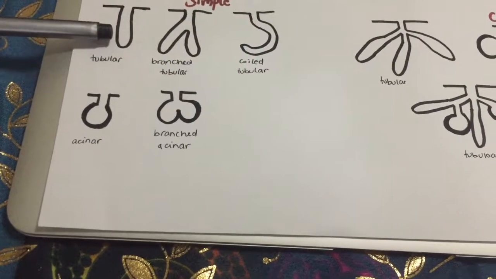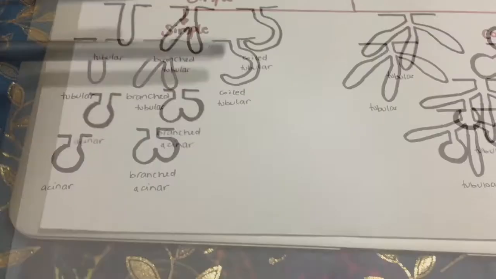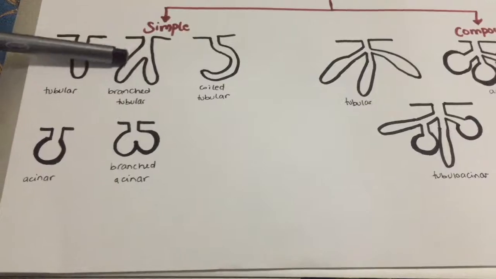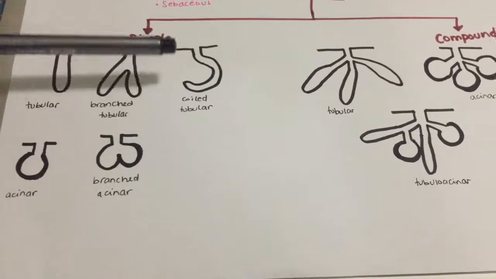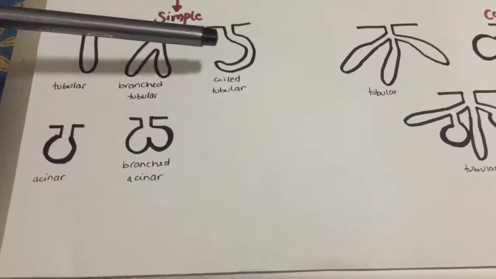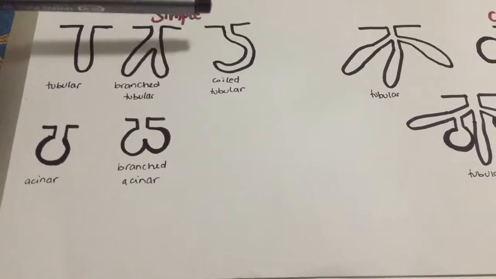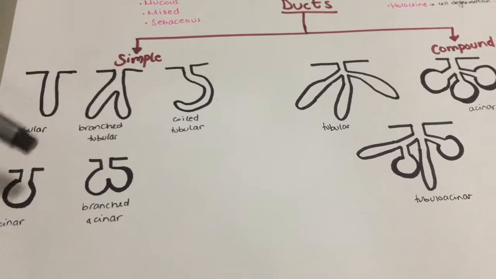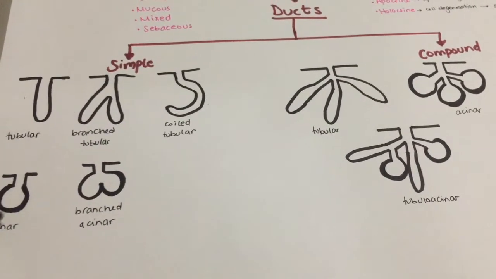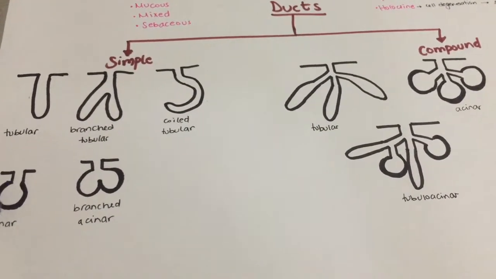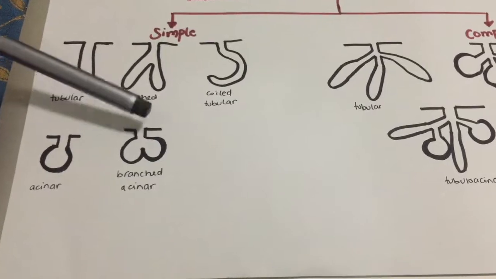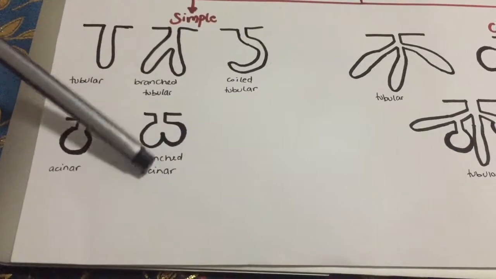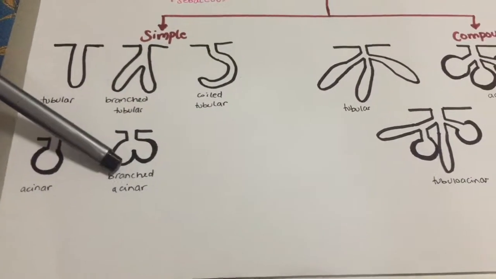Simple tubular is found in the intestinal glands. Simple branched tubular is found in the gastric glands. Simple coiled tubular is found in the merocrine sweat glands. Simple acinar is found in the penile urethra. A simple branched acinar is found in sebaceous glands.